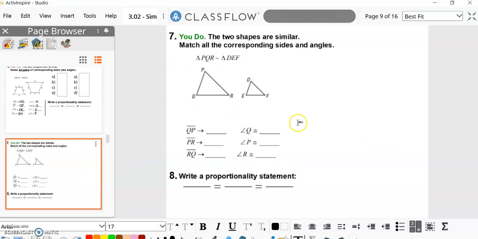We will allow you to do this one on your own. Okay. Similar to the last two questions.